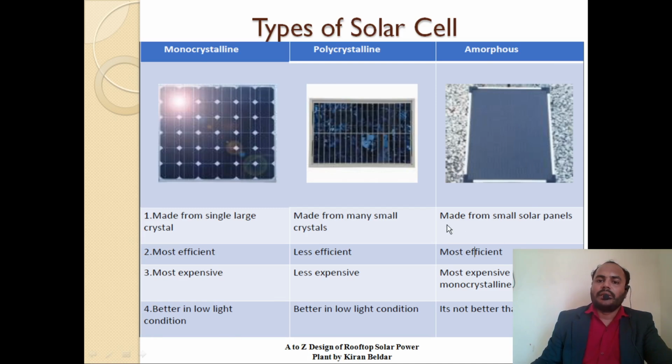Amorphous type of solar cell. It is made up from small solar panels. Most efficient. It is most expensive than monocrystalline cell. It is not better than the other. Basically it is more expensive compared to the monocrystalline solar cell also, and its efficiency lies in the 17% to 20% range.